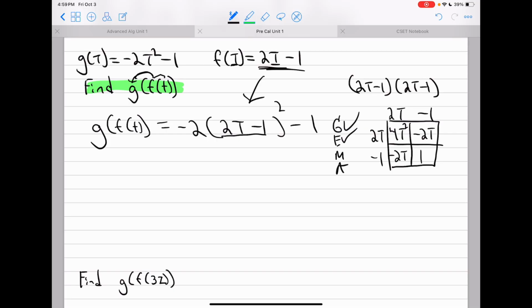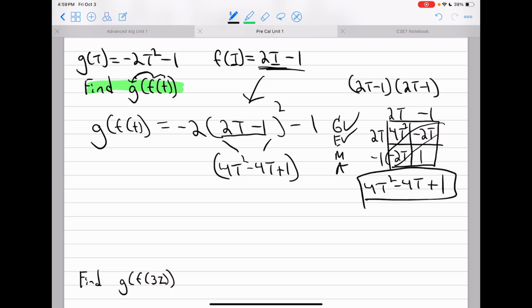Okay? So when I put those together, I end up with 4t squared. Those are like terms, so that's minus 4t plus 1. So this whole thing, when I squared it, became 4t squared minus 4t plus 1, right? That's what happened when I squared it. We did that right here. I still have this minus 1 here, and I still have times negative 2.